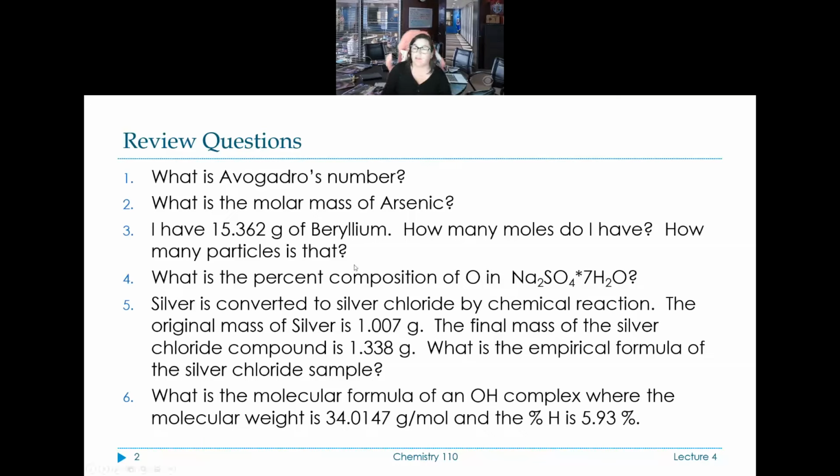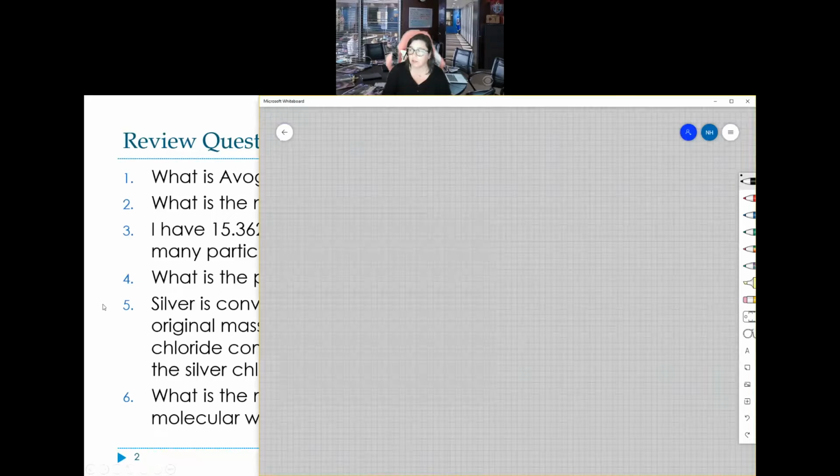Next question that we have. I have 15.362 grams of beryllium. How many moles do I have? And how many particles is that? Well, if I want to talk about that, then we need to pull up some scratch paper, so we can do that. And I'm also going to pull up my calculator so you can see what I'm doing on my calculator.